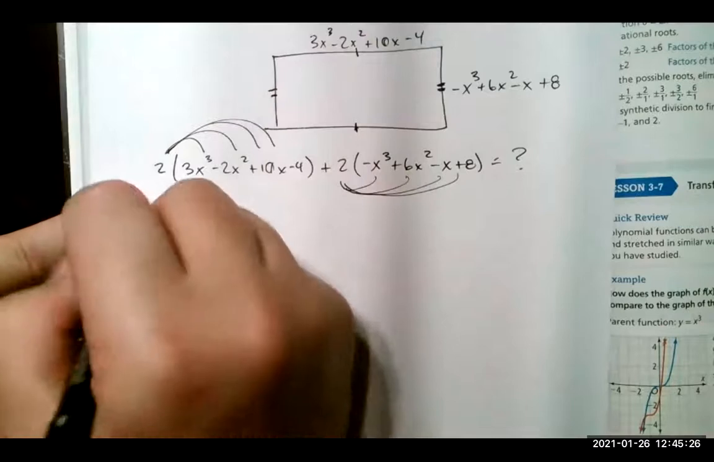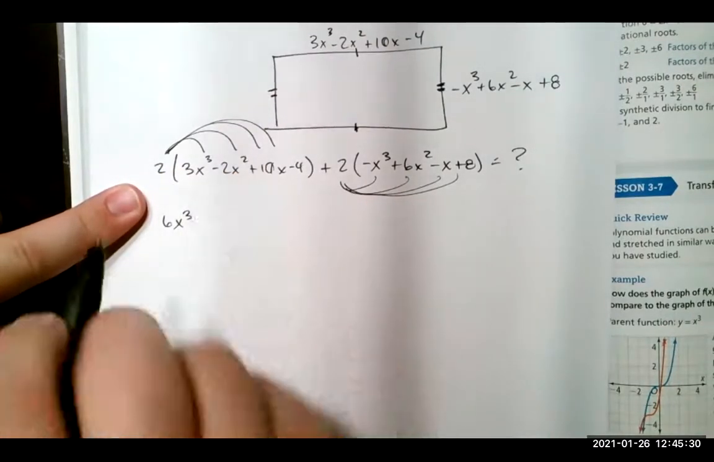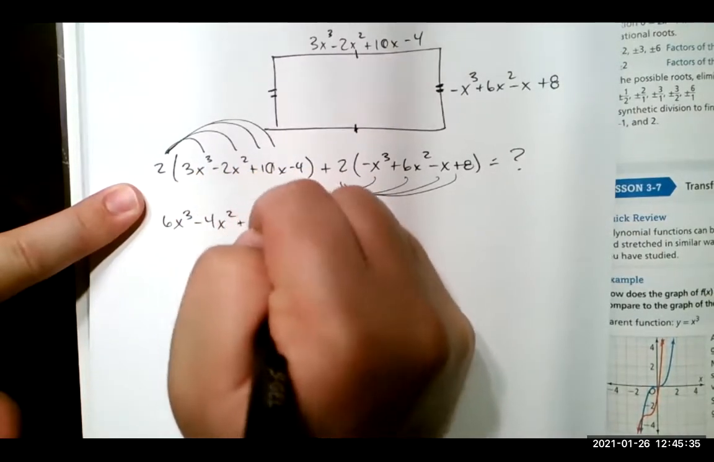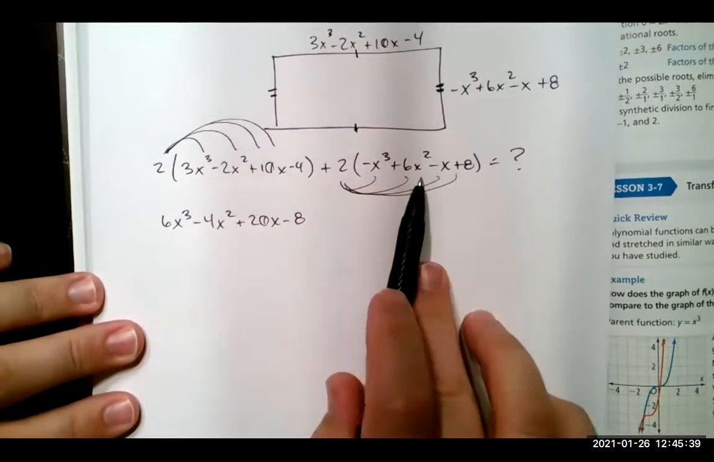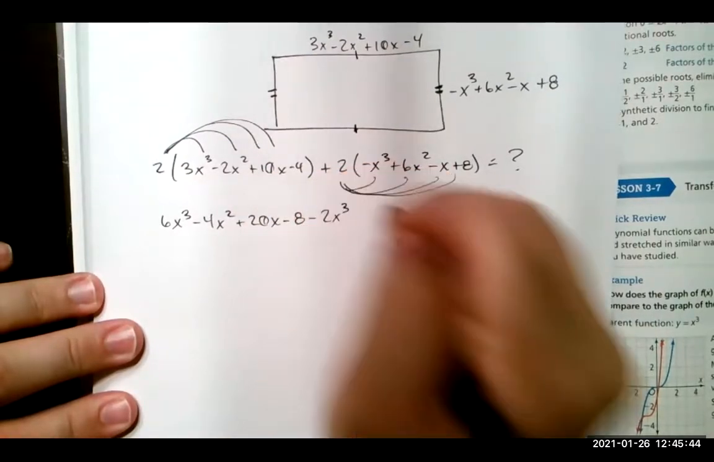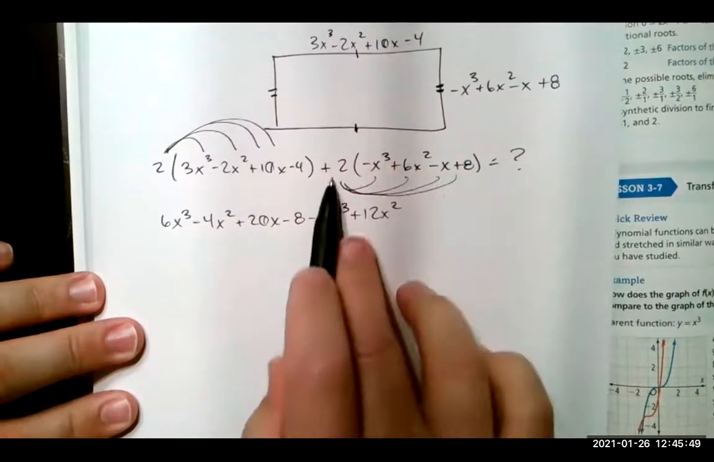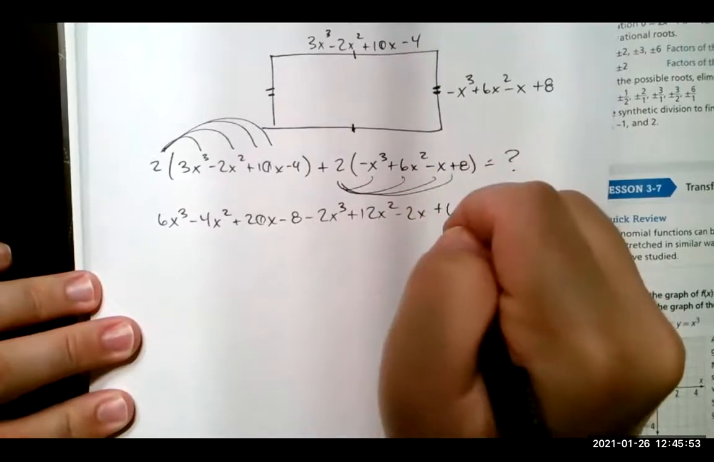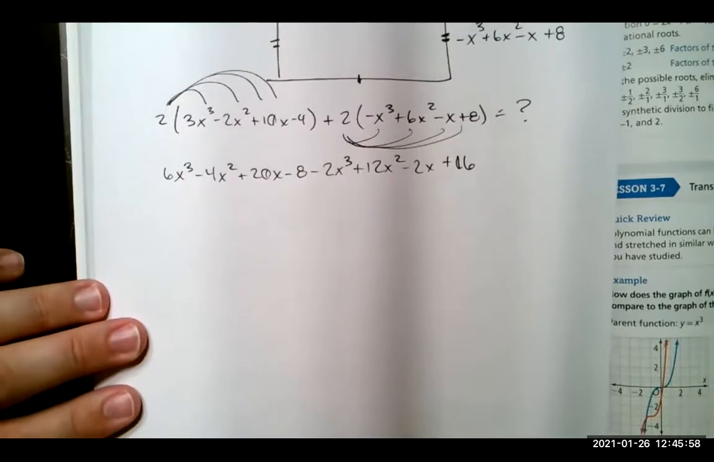So 2 times 3x cubed is 6x cubed. 2 times negative 2x squared is negative 4x squared. 2 times 10x is 20x. 2 times negative 4 is negative 8. And then now my next set of parentheses, 2 times negative x cubed is negative 2x cubed. 2 times 6x squared is 12x squared. 2 times negative x is negative 2x. 2 times 8 is 16. And this is very similar to what we talked about before.